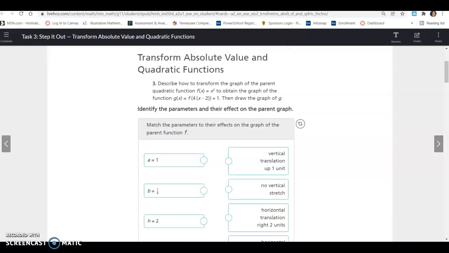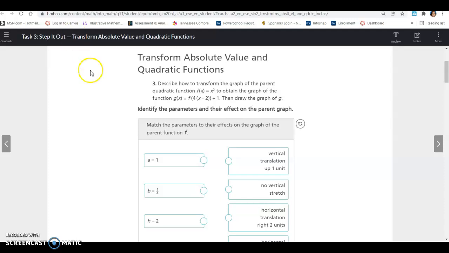Lesson 1.4, task 3. Transform absolute value and quadratic functions. Describe how to transform the graph of a parent quadratic function f of x equals x squared to obtain the graph of the function g of x. Then draw the graph of g.